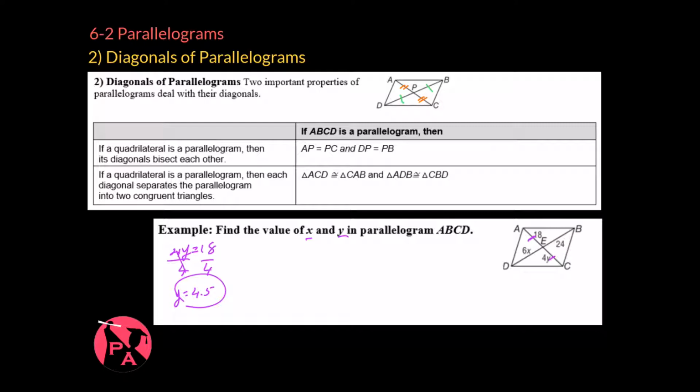Now, DE is 1/2 of DB. EB is the second half. So they are congruent. 6x and 24 are the same. Divide by 6, we will get x equals 4.